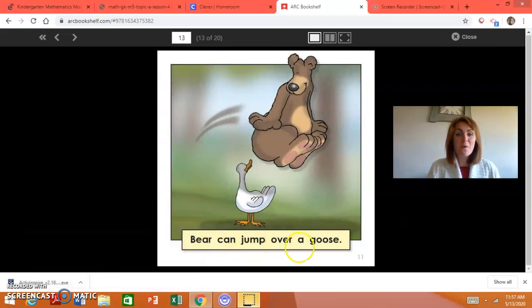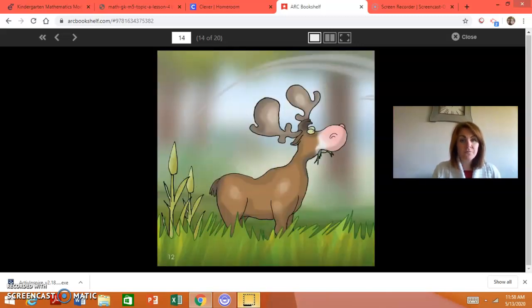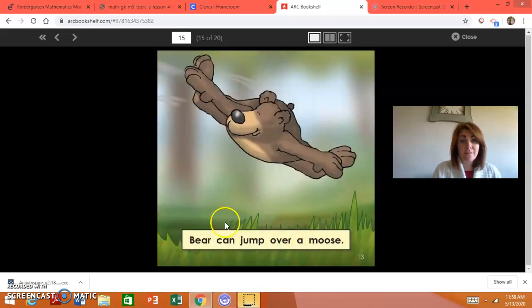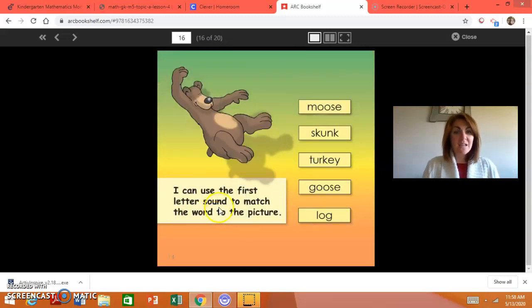Bear can jump over a goose. You might want to say duck, but take a look, because that first letter is G, and G says g. Look at Moose. Moose thinks bear is nuts. Bear can jump over a moose. I can use the first letter sound to match the word to the picture. So let's see if we can do that.